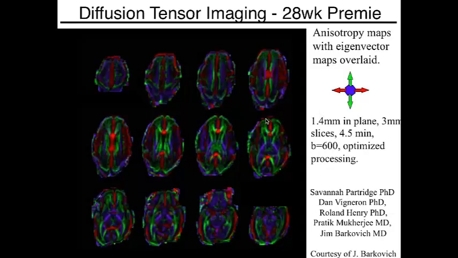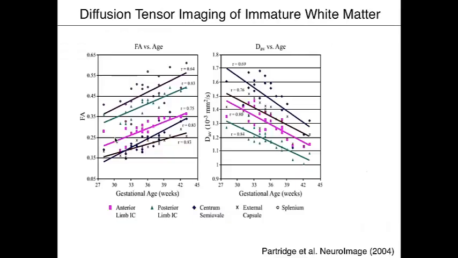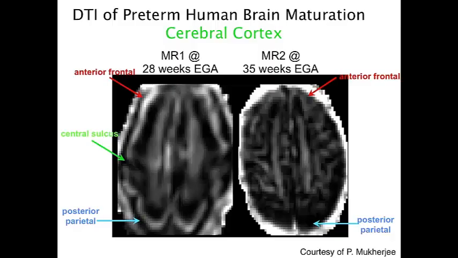And as I mentioned, you can also obtain color overlay maps to look at the direction of diffusion. And here, for instance, you can see the corpus callosum bundle. And you can also obtain specific track-based measurements and measure anisotropy values and measure mean diffusivity values and compare them with the literature to know if the brain that you're looking at is normal in its development.